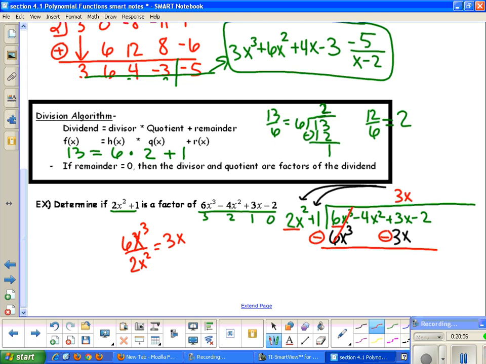This cancels out, and then this term is brought down, so minus 4x squared. This cancels out, so I'm going to put a 0 placeholder in, so plus 0x, and then this is brought down, minus 2. Now we're going to do the process over again. I want to see how many times 2x squared goes into negative 4x squared.